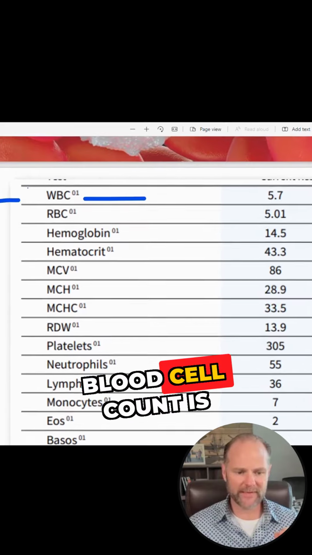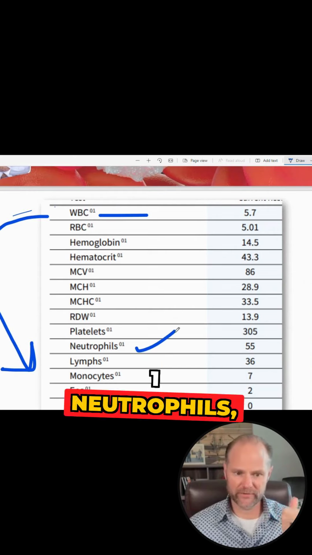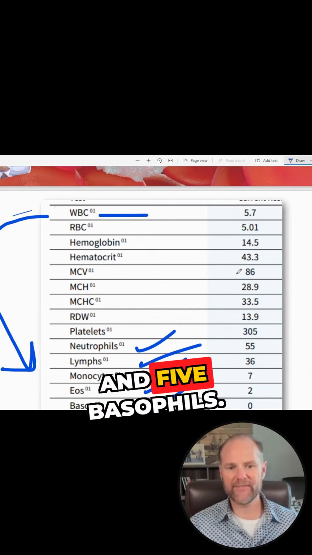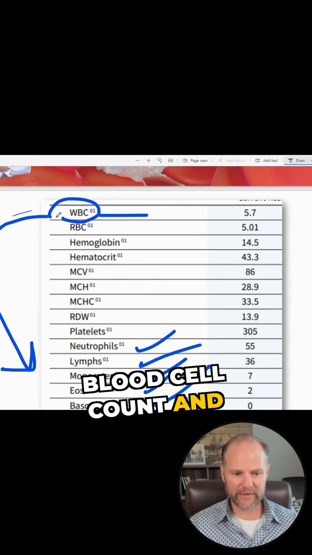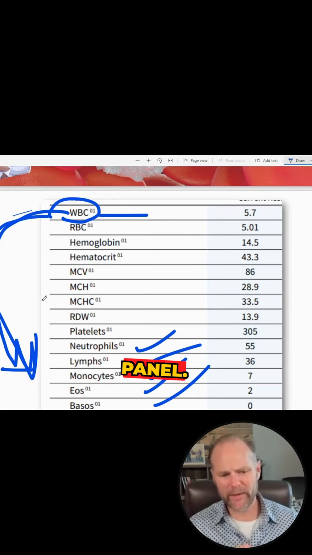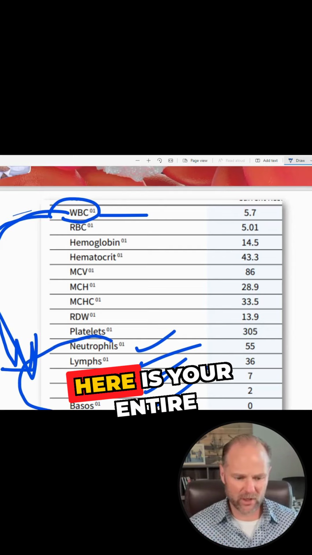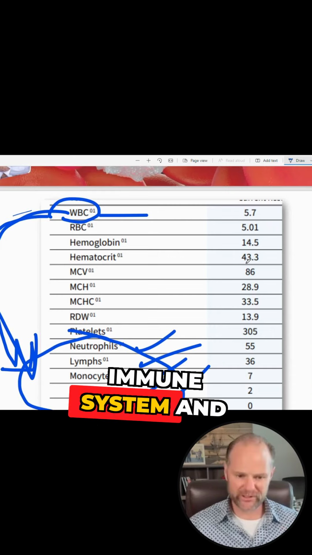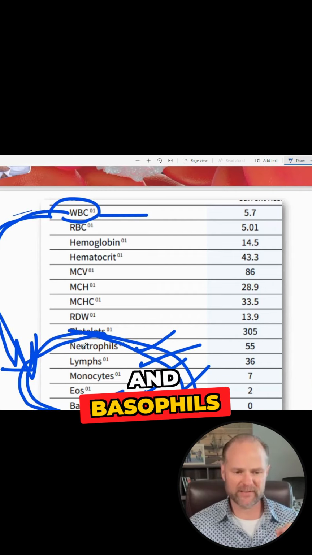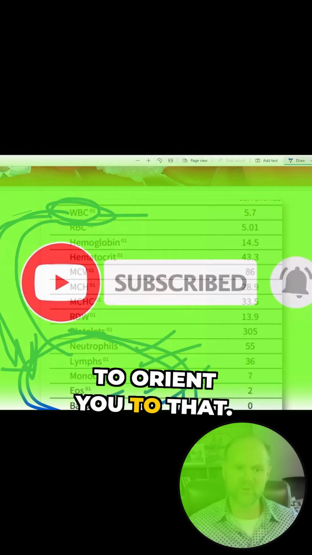And then the white blood cell count is made up of 5 different components: 1, neutrophils, 2, lymphocytes, 3, monocytes, 4, eosinophils, and 5, basophils. So you have the white blood cell count, and if you look all the way down here on your blood panel, and this is kind of a standard blood panel, you'll see the different components of your white blood cell. So this right in here is your entire immune system, and all these numbers here, all these neutrophils, lymphocytes, monocytes, eosinophils, and basophils represent what is your total white blood cell count, just to orient you to that.